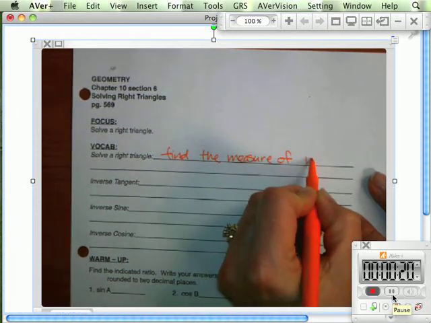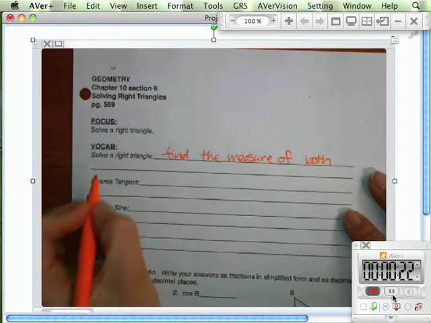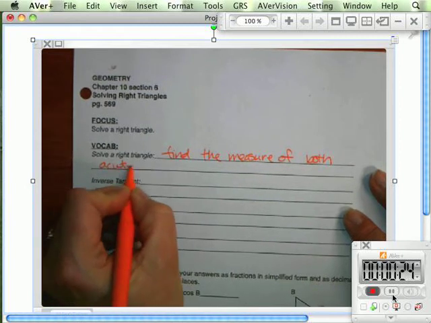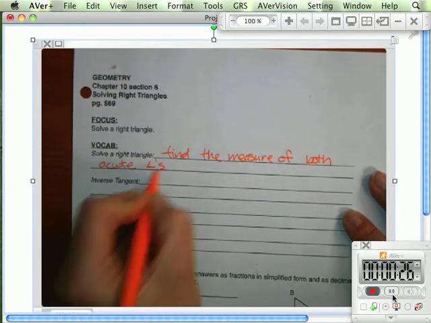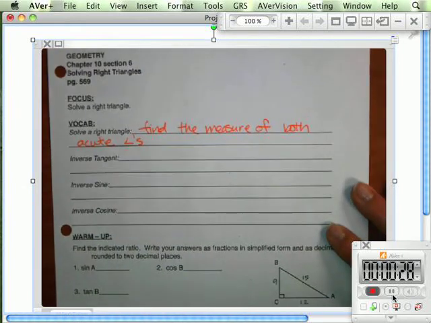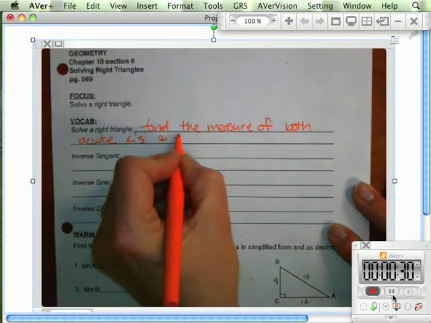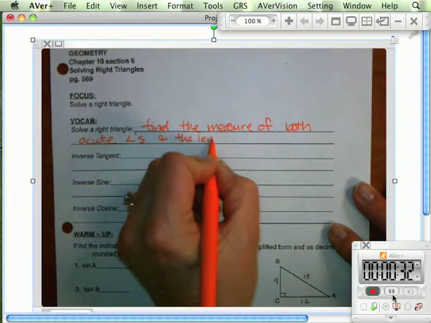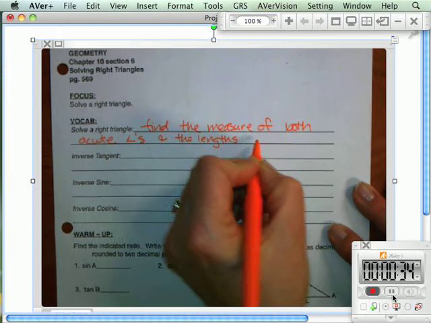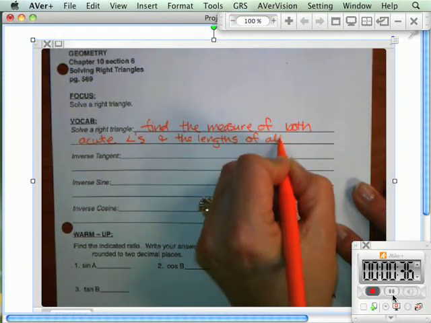Find the measure of both acute angles and the lengths of all three sides.